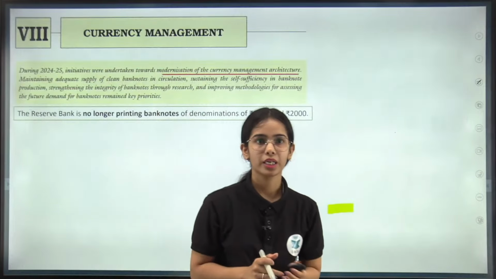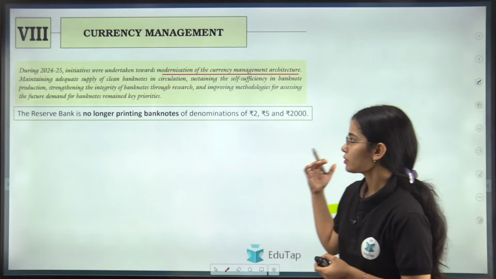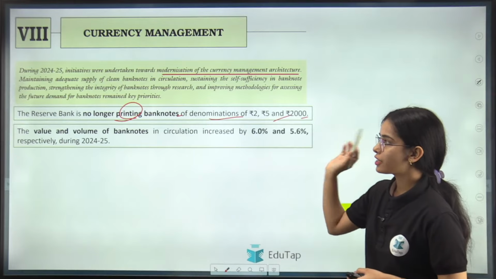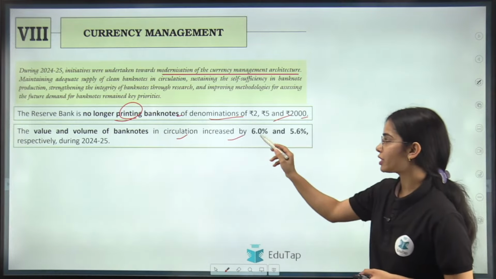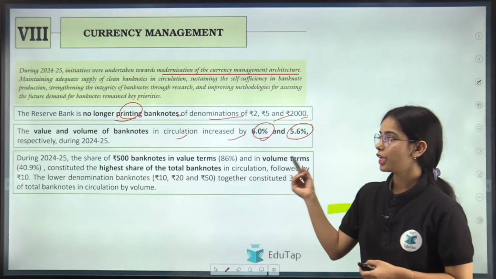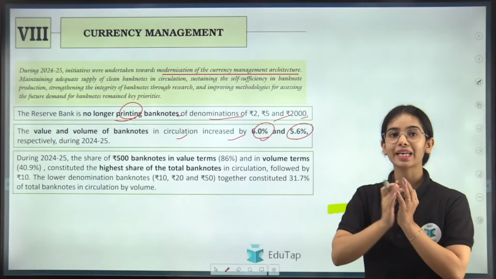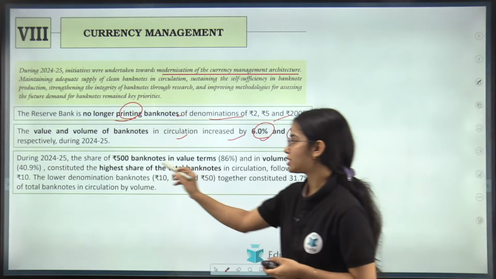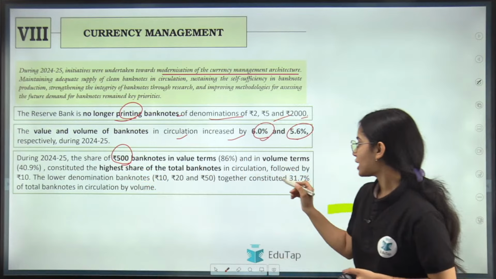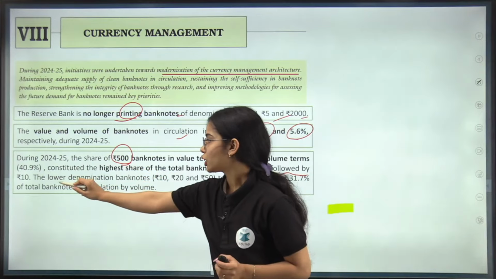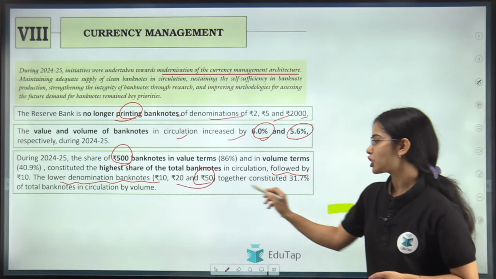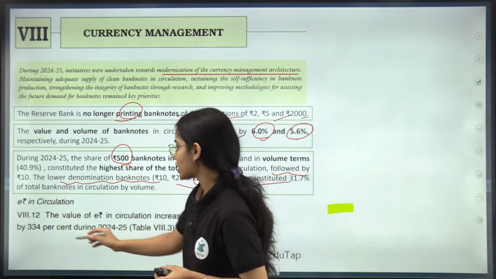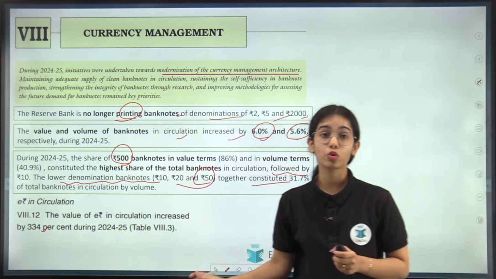This is the idea. Next is currency management. The Reserve Bank is no longer printing banknotes of denomination 25 and 2000. The value and volume of banknotes in circulation have increased by 6% and 5.6%. During 2024-25, the highest volume and value of banknotes was of 500 rupees, followed by 10 rupees. The lower denomination banknotes together constituted 31.17% of the total banknotes. E-rupee circulation has increased by 334%.